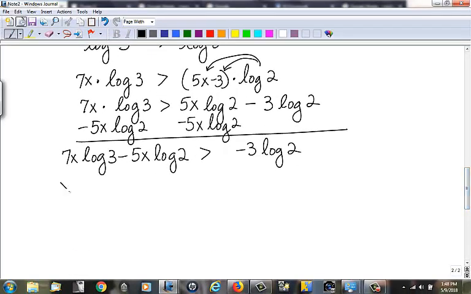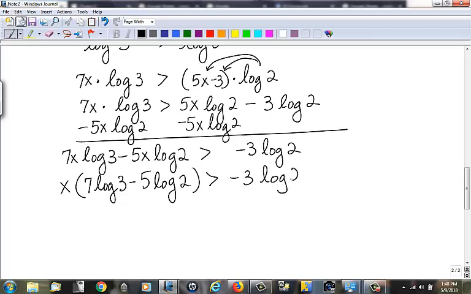Factoring. Take an x out of both terms here. What's left out of the first one? Yeah, 7 log of 3, and then 5 log of 2 is greater than negative 3 log of 2. I'm trying to solve for x, so do the inverse. I'm multiplying by this, so I need to divide on both sides.